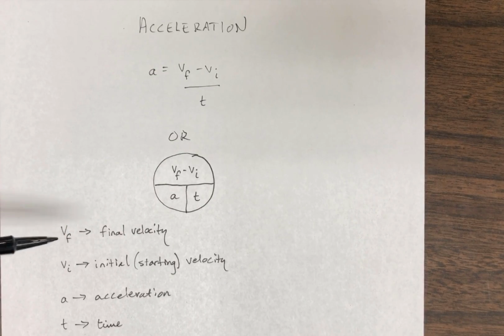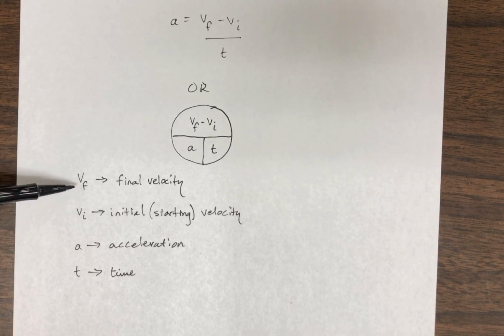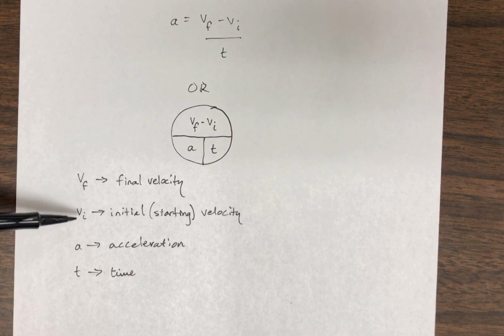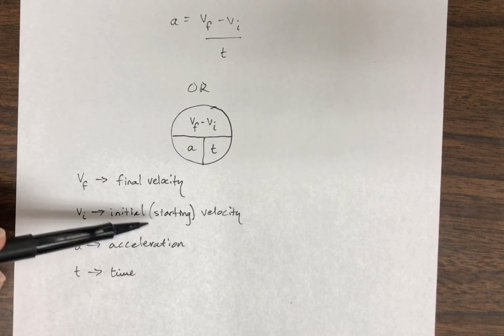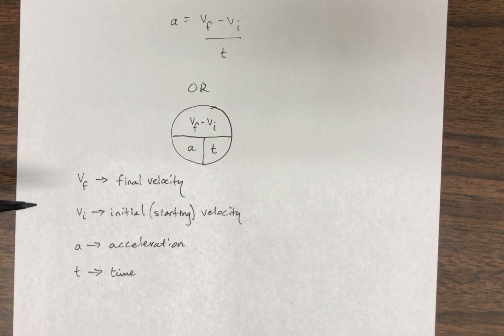And then again, just to remind you, VF is final velocity. VI is your initial velocity. That's the velocity that you start out at. Then you have A for acceleration and T for time. So let's do a couple example problems.